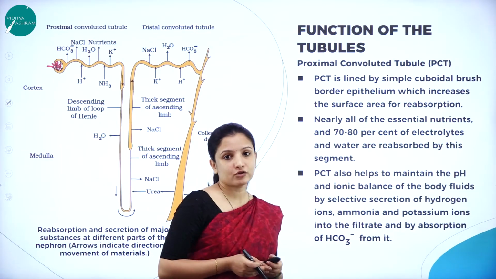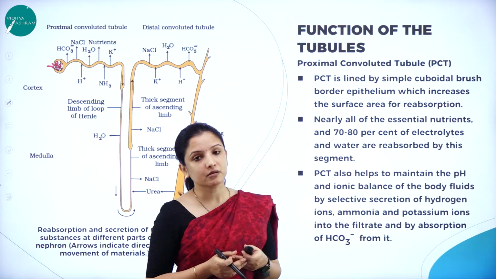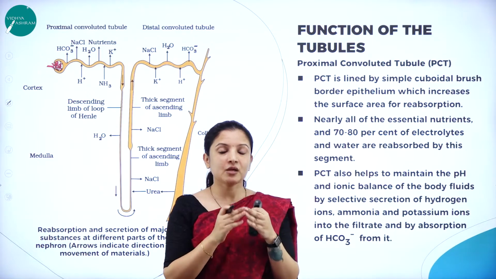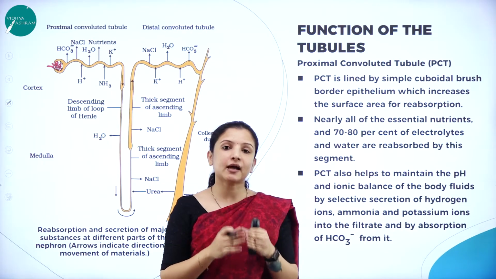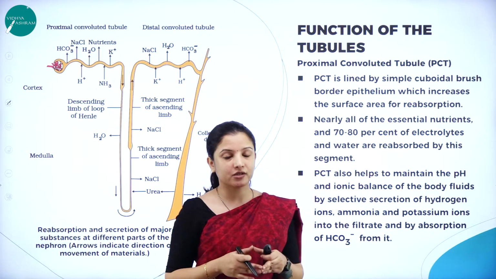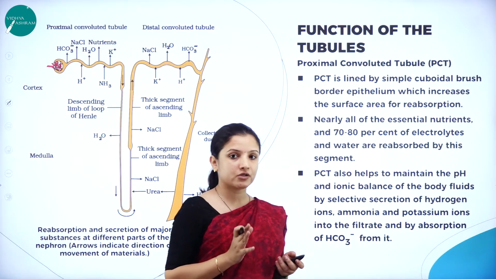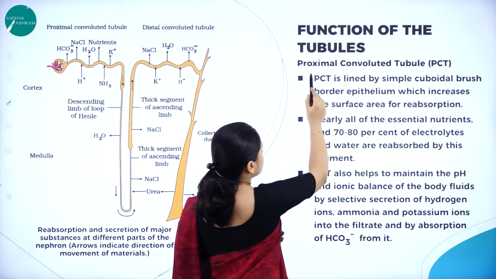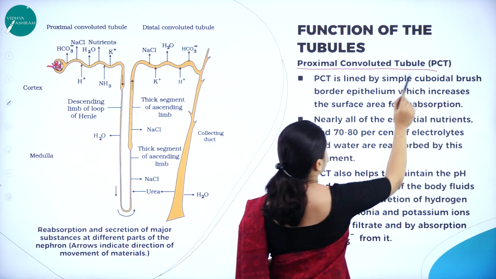Let's see the function of the proximal convoluted tubule. We came to know that they are very important. They are the ones that are actually involved in the third step of urine formation, that is secretion. So what is their exact function? We shall look into it. So the first tubule is the proximal convoluted tubule.